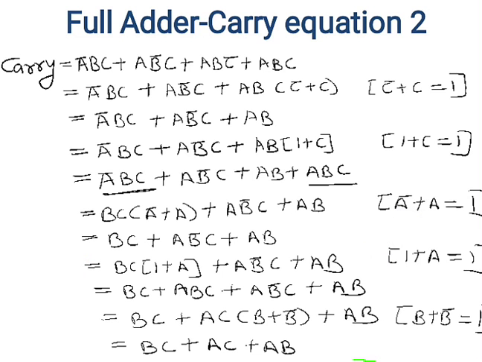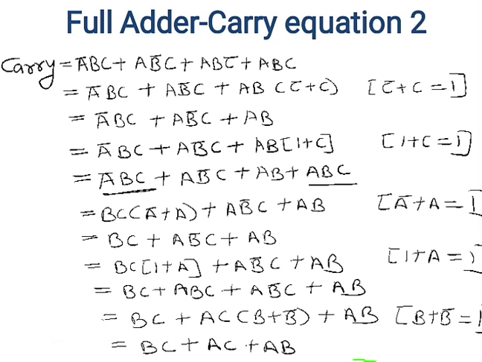Now we will multiply out BC. So BC plus ABC plus AB bar C plus AB. So we have BC here. Now from these two we'll take AC outside and you will get in the bracket B plus B bar, plus AB. Now B plus B bar is equal to 1. So finally you will get BC plus AC plus AB, or AB plus BC plus AC.